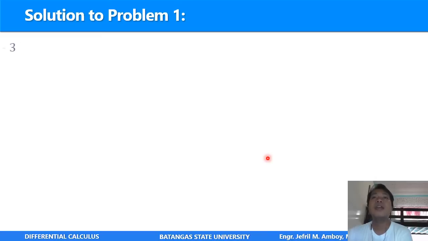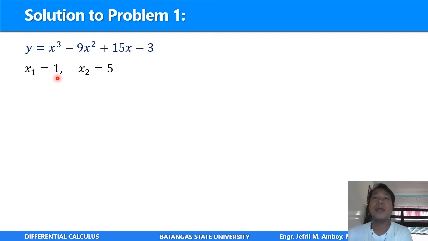Okay. So, I'll just copy-paste the given. This is the given function. And these are the critical numbers that we were able to solve, 1 and 5. So, the 1 will give us the maximum and the 5 will give us the minimum point. So, when x is equal to 1, what is the value of y?